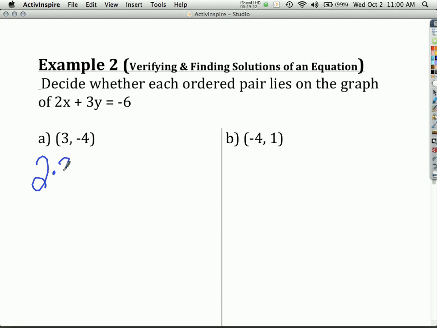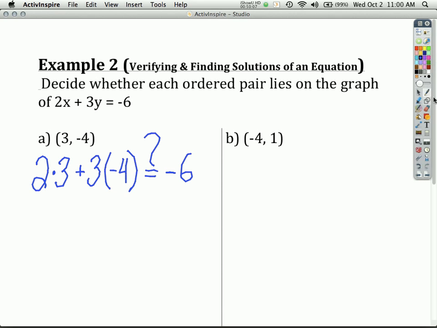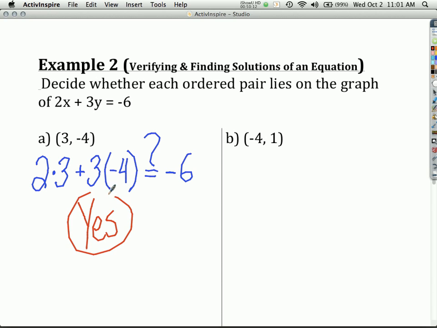2 times 3 plus 3 times -4, does that equal -6? Most of you could do mental math to figure that out. That's a 6, that's a -12. So is it a solution or not? Give me a thumbs up if you think that's a solution. Good, you should put your thumb up. So this is a solution, so the answer is yes. When I graph this, this will be on the line. It is a solution. Does anyone have any questions on how we did that?